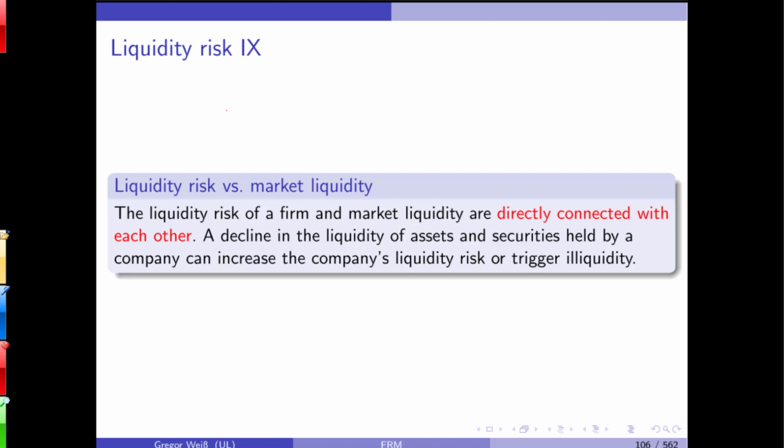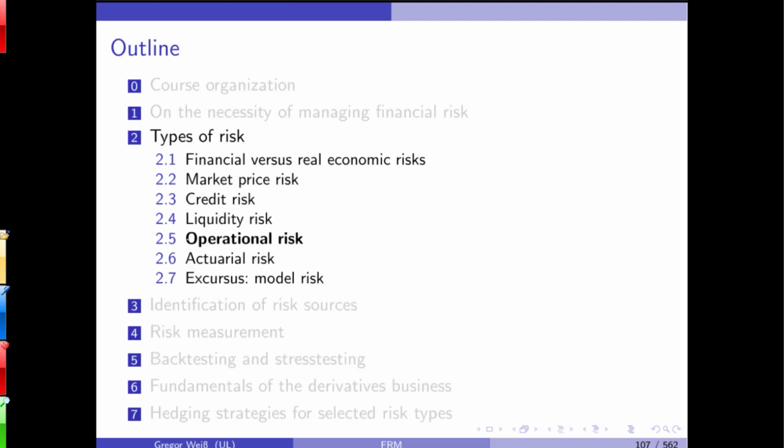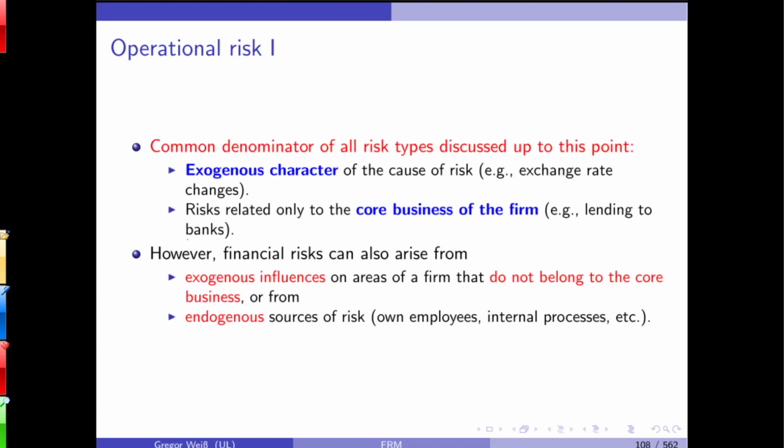Okay. And I already talked about this. Market liquidity, asset liquidity, firm liquidity are directly connected with each other, and this causes liquidity risk. We'll later see some things you can do about liquidity risk, but we are still in this chapter where we are only defining and summarizing the different types of risk. So let's now turn to operational risk. What is operational risk? Op risk.